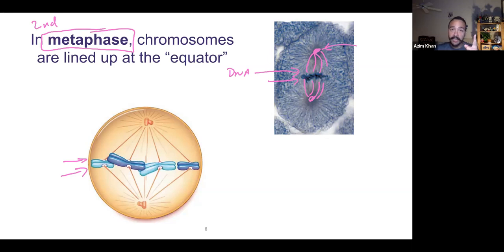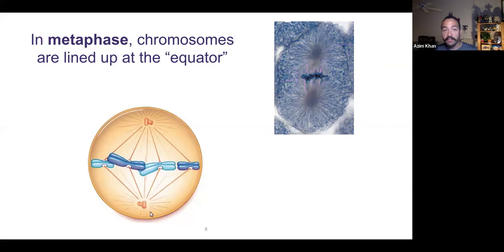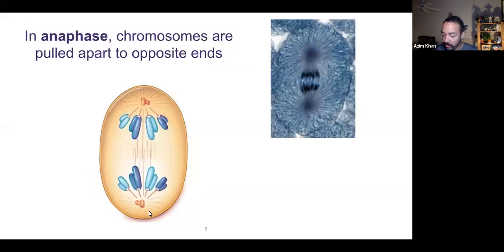So we've packed up our DNA. We've condensed it. We've lined them up. We figured out who's mine and who's yours. Now we can separate them. That's the third phase. The third phase is called anaphase. We start to pull them apart. You can see this gap here. See the gap? It's not dark in the middle.